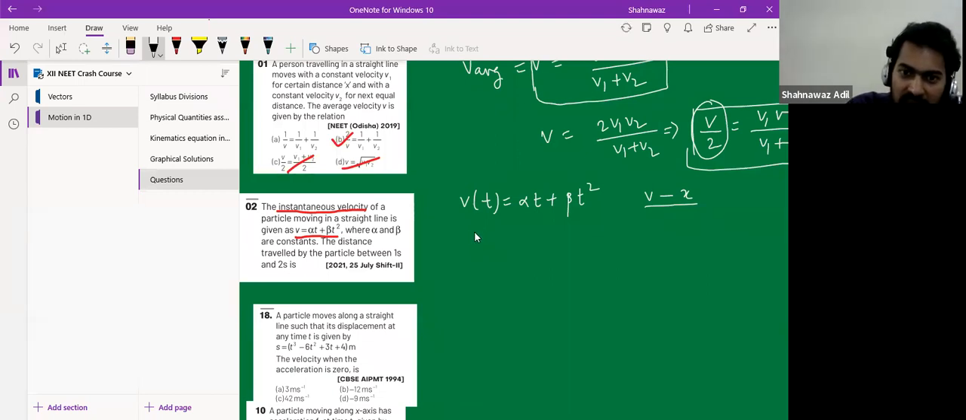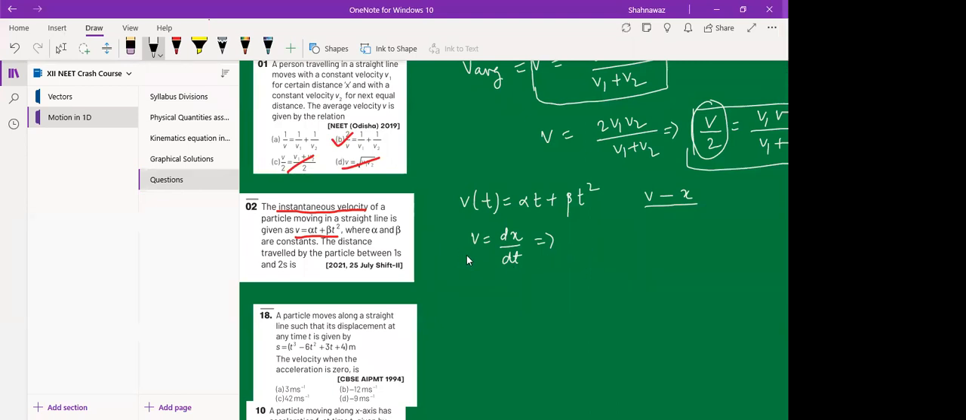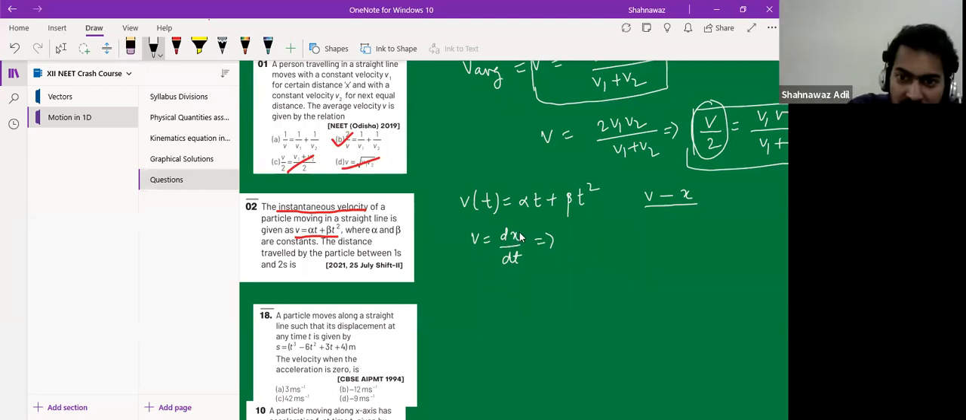Anybody? The instantaneous velocity is what? Right. So this was the instantaneous velocity, na? Okay. Yes, sir. And we want to calculate the distance from this differential form. So this is a derivative. Okay. And we want to calculate the distance from it.